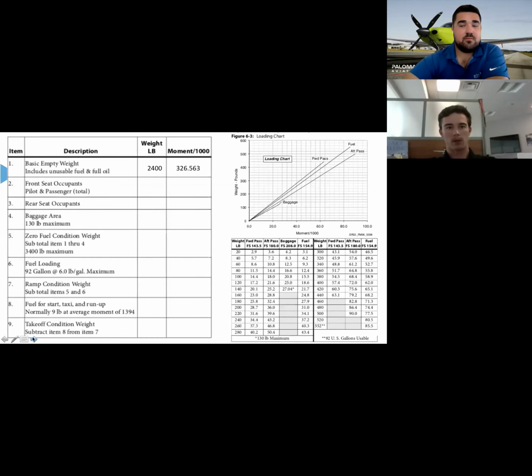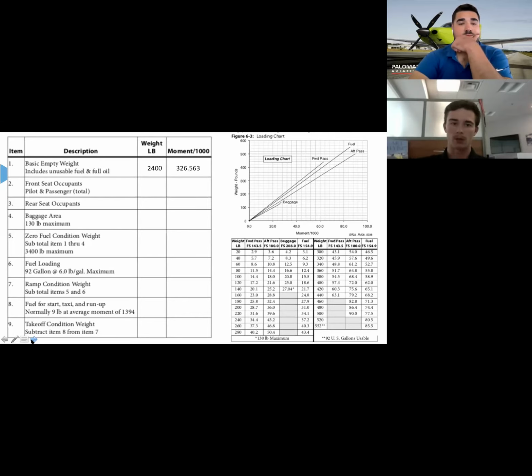So we'll first off go to here. This will be found in section 6 of the POH. We've got our loading chart and our loading graph here, as well as a nice little diagram that is in the POH to help us calculate the weight and balance. So we've got up here our basic empty weight, which was 2,400 pounds, and our basic empty weight moment of 326.563.